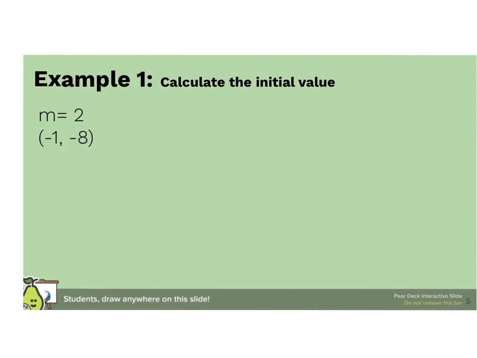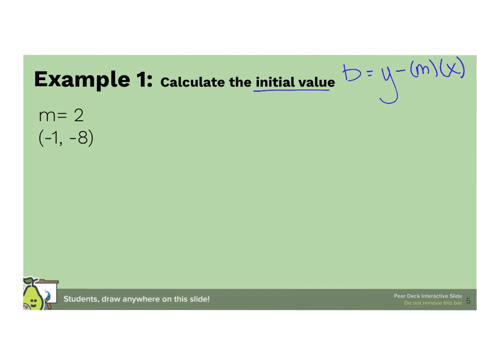Okay, so our first example, we're going to do the same thing. We are trying to find the initial value. Remember, that's b. So I'm going to first write down that formula that I gave you to find b. I'm going to put that on every single slide. b equals y minus the slope times x.